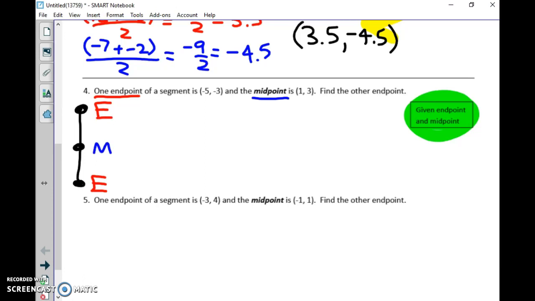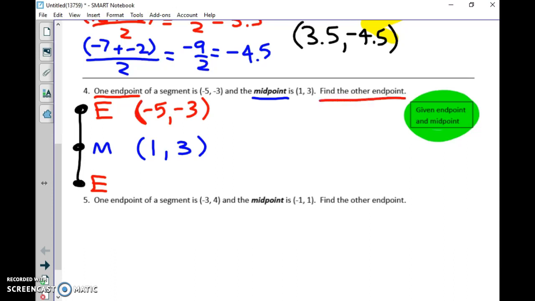Here's the reason. I want you to get a visual about what they're giving us. It says one endpoint is negative 5, negative 3. So let's go ahead and, in red, put negative 5, comma, negative 3 right here. And instead of giving us the other endpoint, it gives us a midpoint of 1, comma, 3. So right here, I'm going to put 1, comma, 3. And it asks us to find the other endpoint.